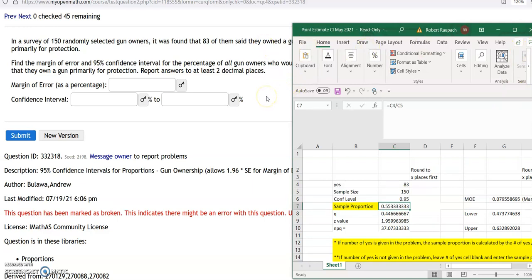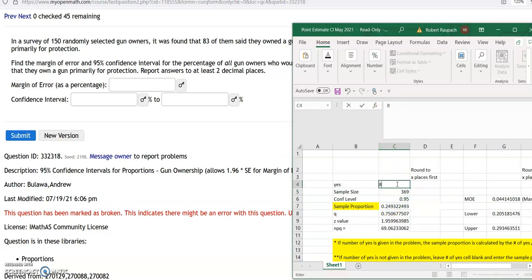You've got plenty of options, but you have to know these things. That is what sample proportion is, number of yes divided by sample size. If they give it to you, you put that in there. See, that says equals C4 divided by C5. So if I keep the same spreadsheet and I change these around, whatever, it's always going to take this divided by this, because that's what it's telling it to do. Take C4 divided by C5.